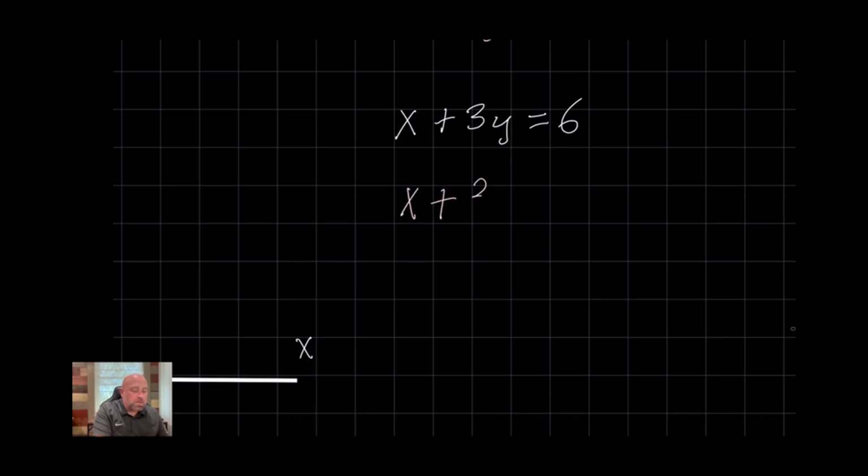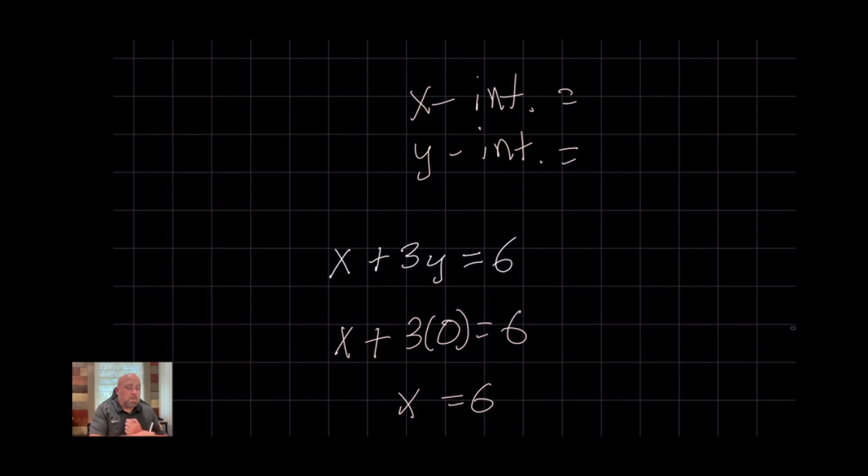x plus 3 times 0 equals 6. X plus 0, or just x, equals 6. So there is our x-intercept, and that is our x equals 6 and our y equals 0. Because that's what we subbed in. We subbed in our y right there.